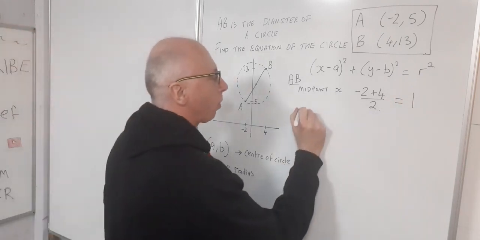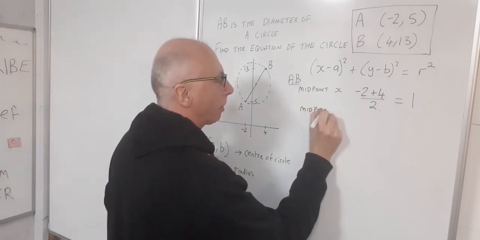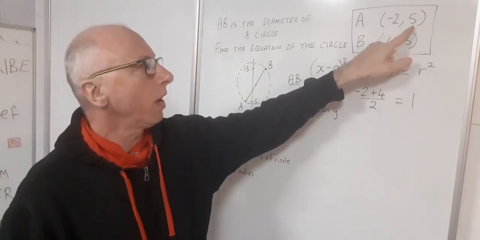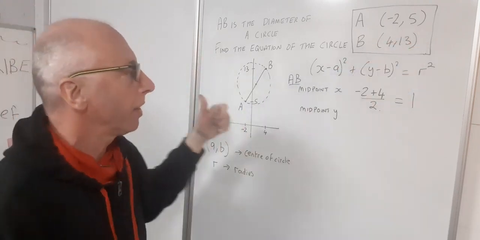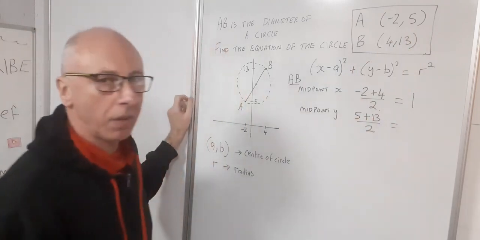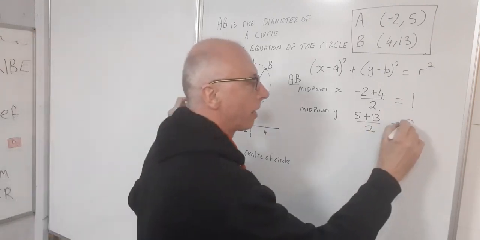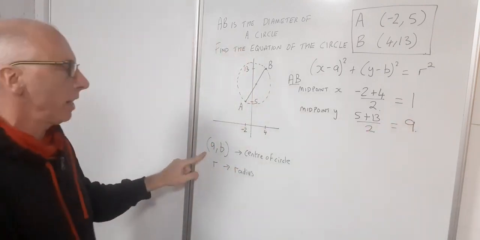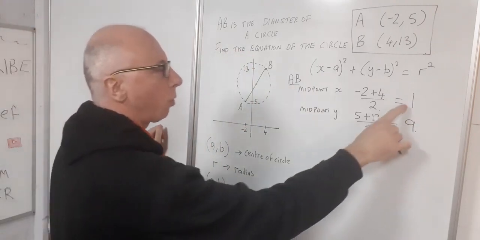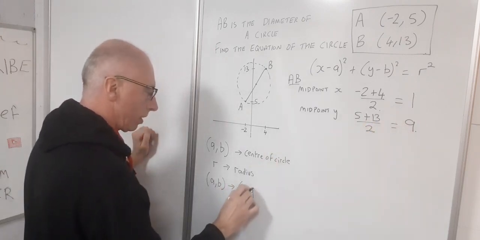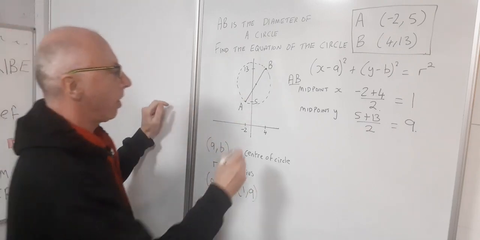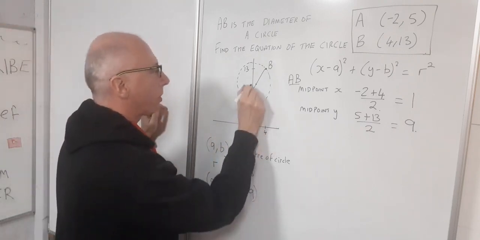So let's find the midpoint y. So my starting position for y is 5. Final position is 13. Add them together and divide by 2. So 13 plus 5 is 18, divided by 2 is 9. So therefore I can say now my AB midpoint becomes 1 and 9. So that's what we've got for the centre. So this here will be 1, 9. So let's just write that on our graph.